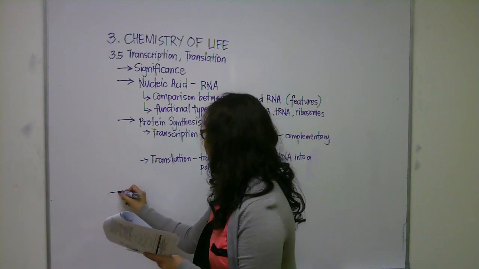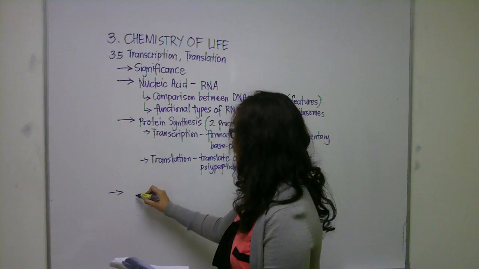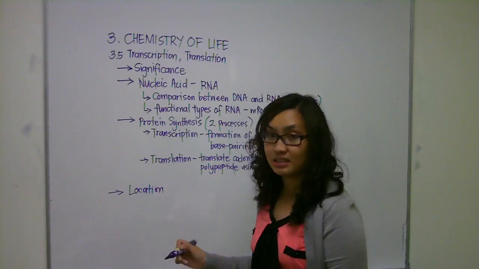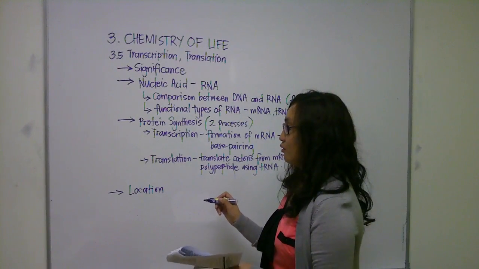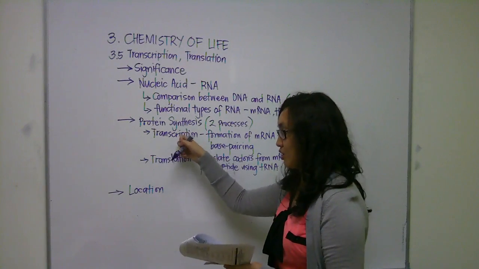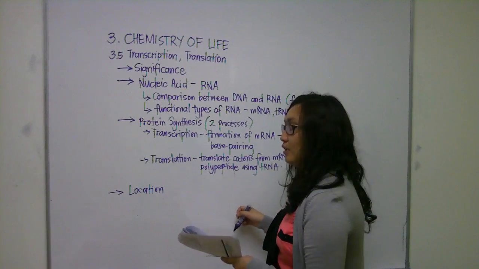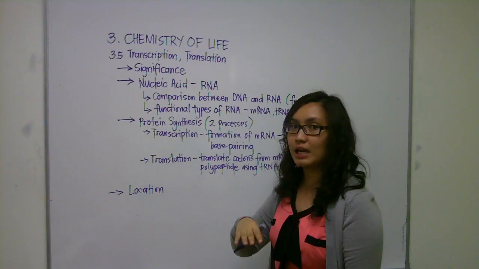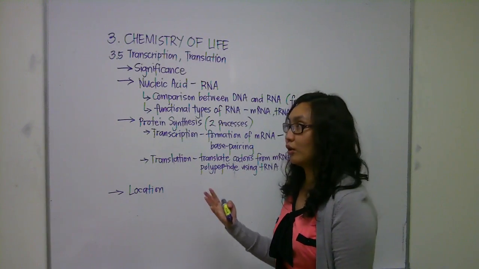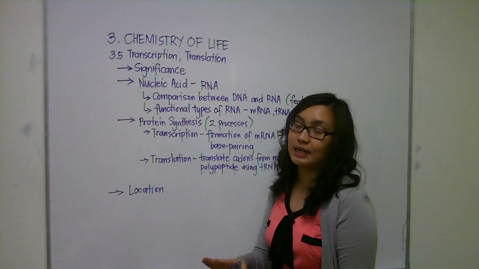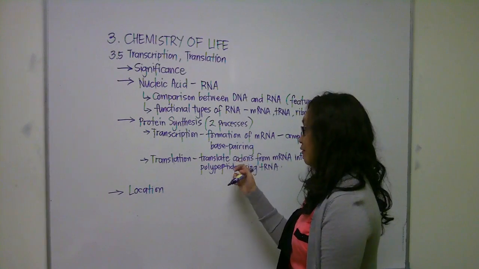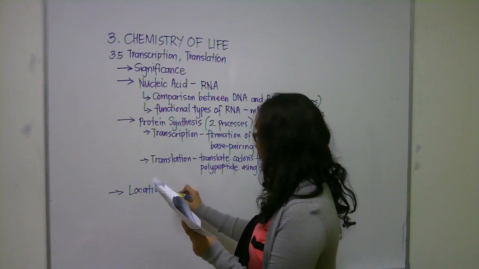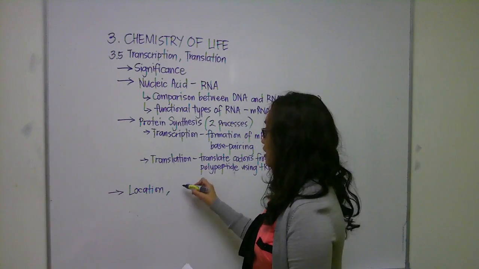Okay, so under this process, we have to include the location where the protein synthesis is occurring. So we have to indicate that transcription can only happen in the nucleus, wherein it uses the mRNA. And translation occurs in the cytoplasm, or more specifically in the ribosome, in the cytoplasm, where the formation of the polypeptide occurs.